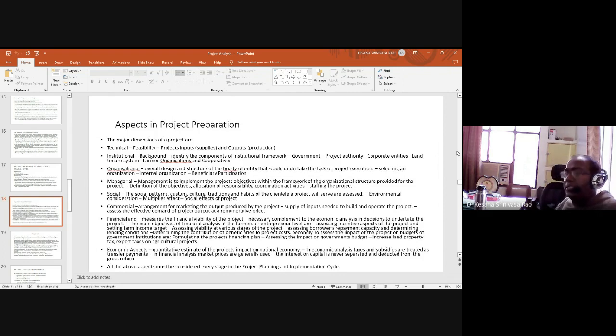Under these heads, you can prepare a project, because even a single head is sufficient to prepare a project. Some of the aspects may be there in each and every project. It does not mean that in all the projects all the aspects are likely to come. It depends on the specific objective of the project. That is what you have to remember.